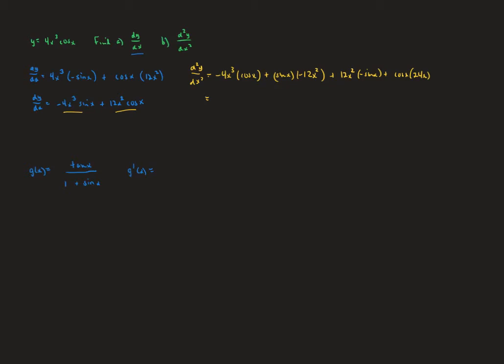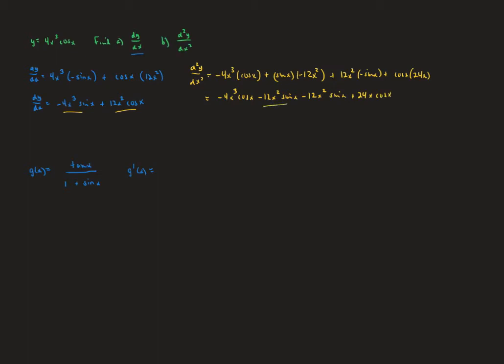Let's see, it looks like a negative 4x to the third cosine x. We can make that a minus 12x squared sine of x, and a plus 24x cosine of x.